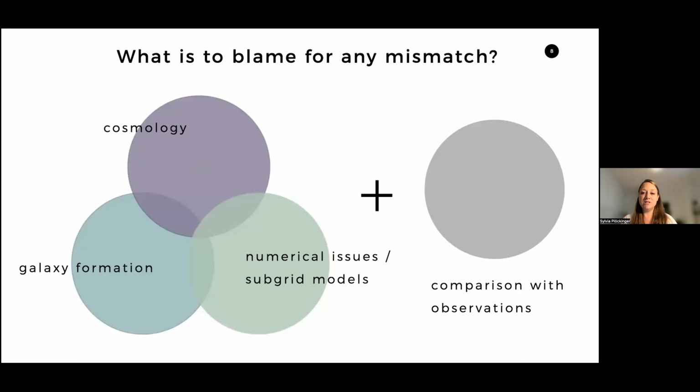So if there is a mismatch between observations and simulations, you also need to have a very close look at what you're actually comparing, whether your comparison is adequate for what you're looking at. So now it's a lot more messy than when we just had the n-body simulations with the very simple gravitational equations.